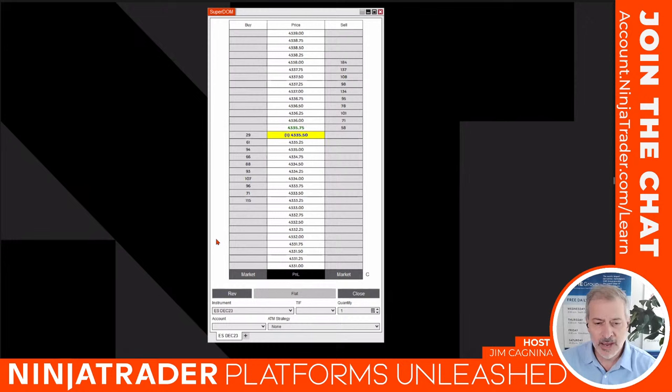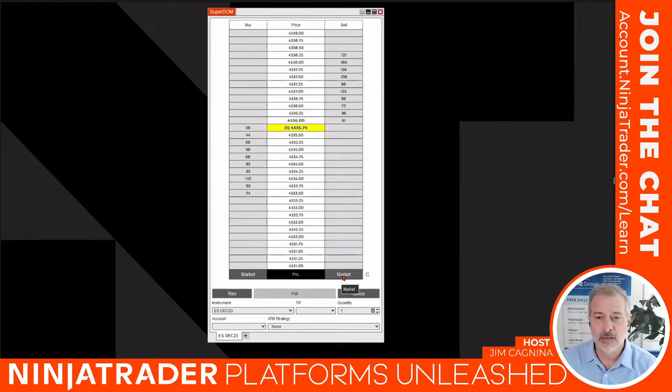Going down to the bottom here, you can see a market order button right here at the bottom of the bid column. If I wanted to buy at the market, I'd click on that button. Then we see our P&L, which will display our P&L once we enter a trade or establish a position. And then on the right-hand side, another market button if we wanted to sell a contract at the market.